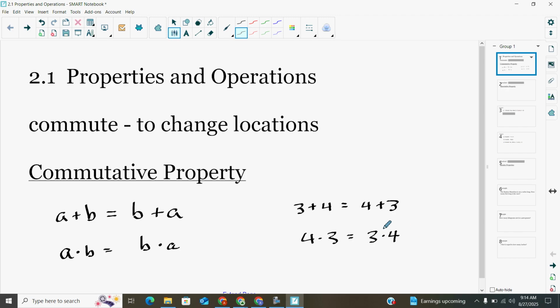I can switch around the order when I add or when I multiply. If I am adding, I can switch the order. If I'm multiplying, I can switch the order. Subtraction, 4 minus 3, 3 minus 4, positive 1, negative 1, they're not equal to each other. Subtraction does not have a commutative property. Division also does not have a commutative property. Commute means to move, to change locations.